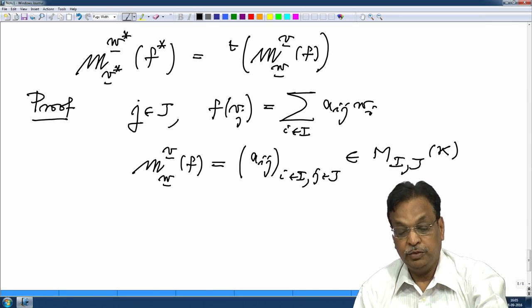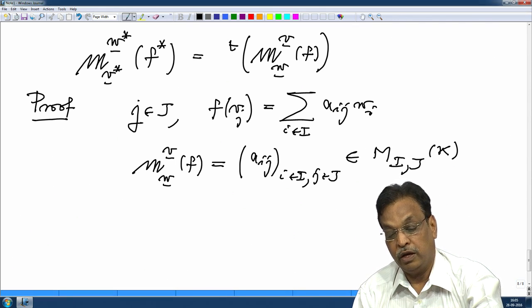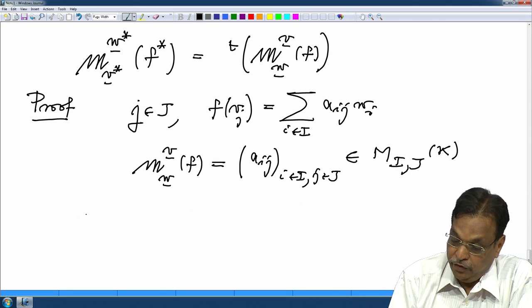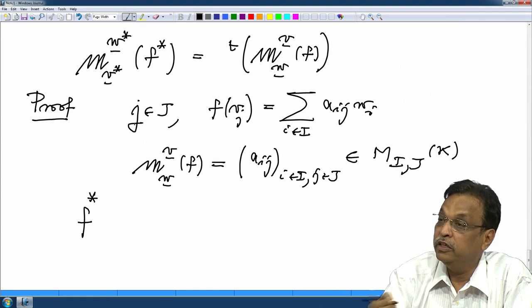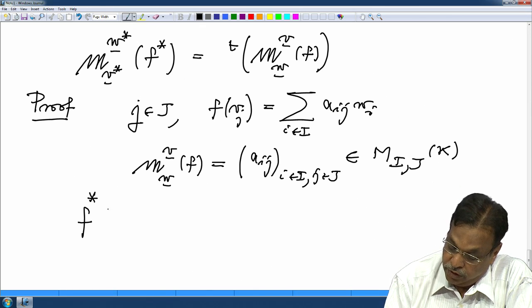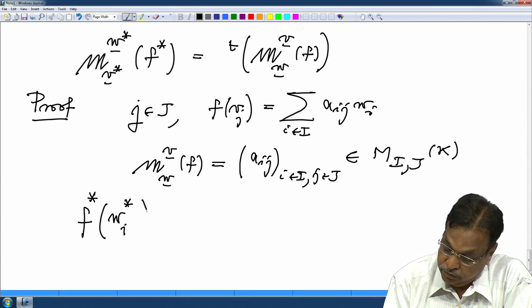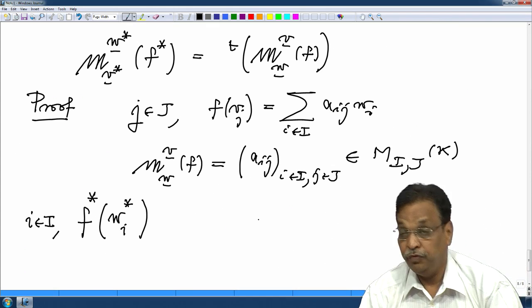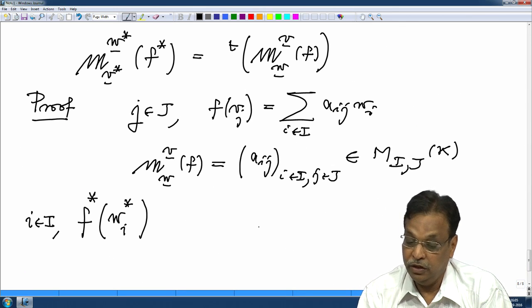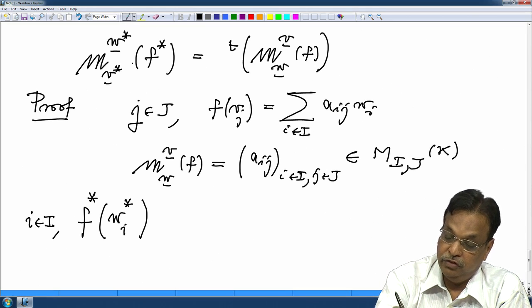So if you want to get the description of the ijth entry of this matrix, then we have to evaluate F star on the dual basis. So we need to find a formula for F star of, now the orders are interchanged, rows have become columns, F star of Wi star. So for a given i in I, we want to find this formula in terms of Vj star, and those coefficients will give the jith entry of this matrix.